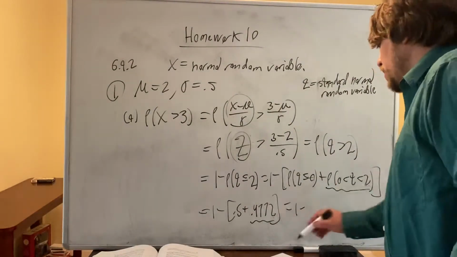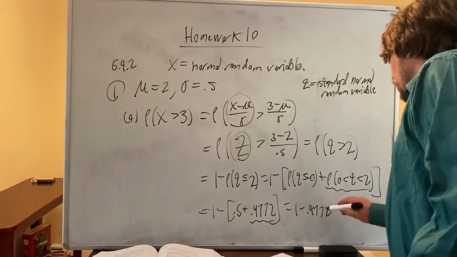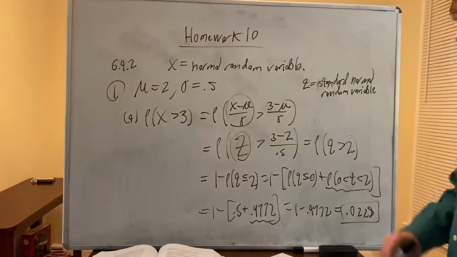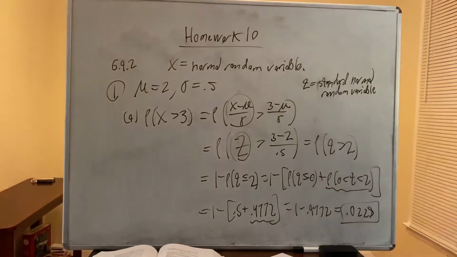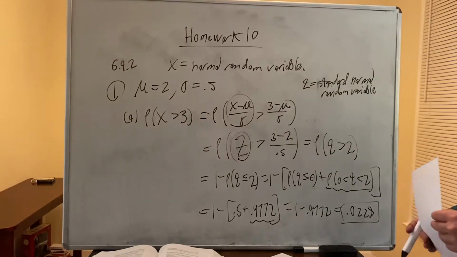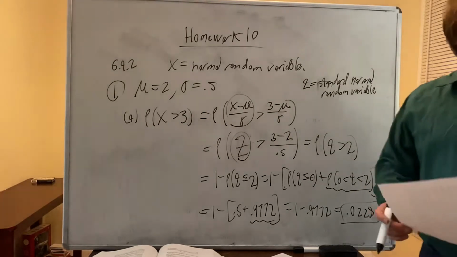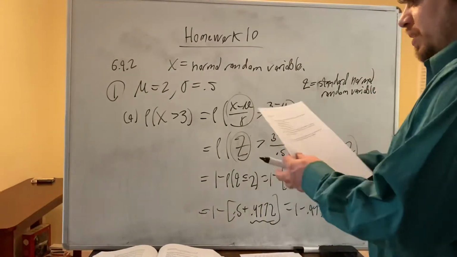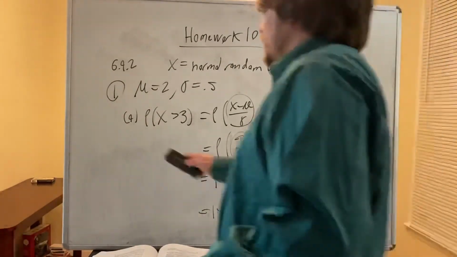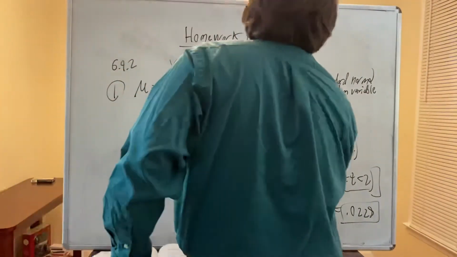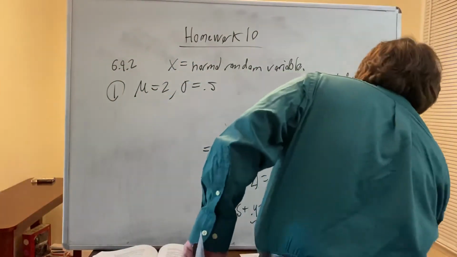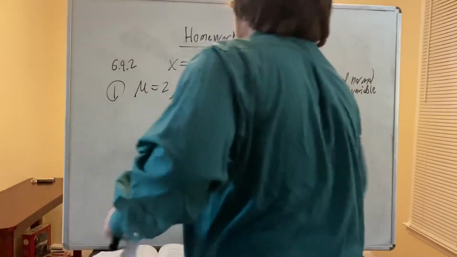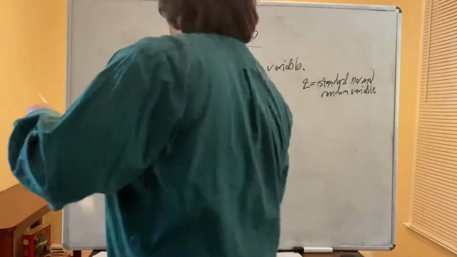So that's 1 minus 0.9772, which is 0.0228. So the probability X is greater than 3 is equal to 0.0228. Okay, that's part A. Part B.